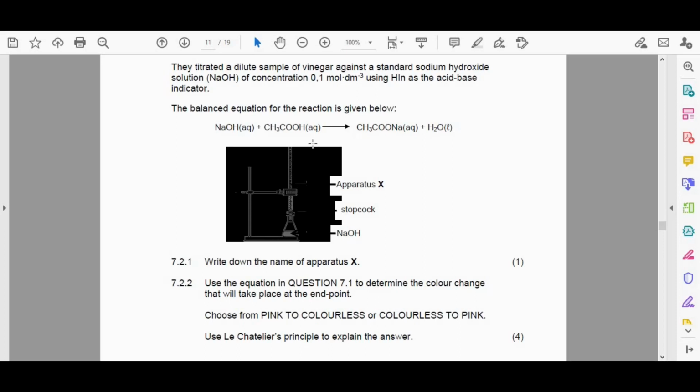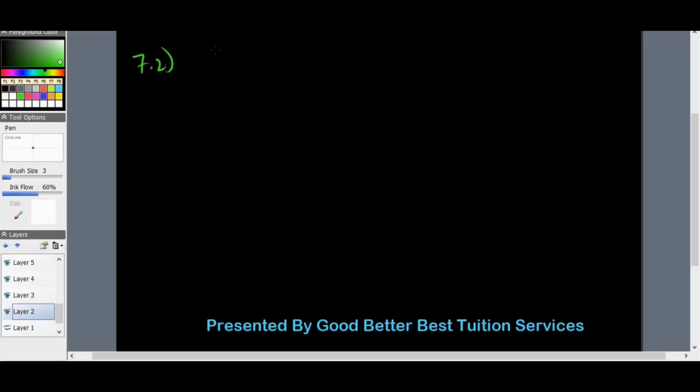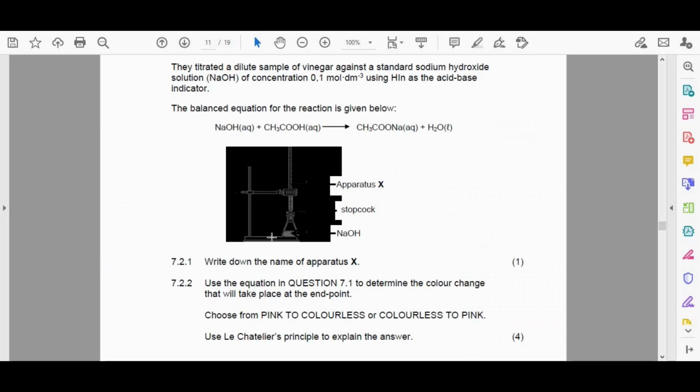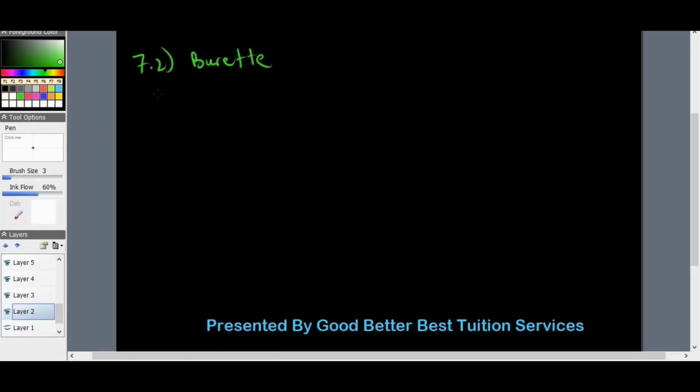Write down the name of apparatus X. It is called a burette. This would have been done in practical. Apparatus X, which is this whole thing over here, or this part here, is called a burette.